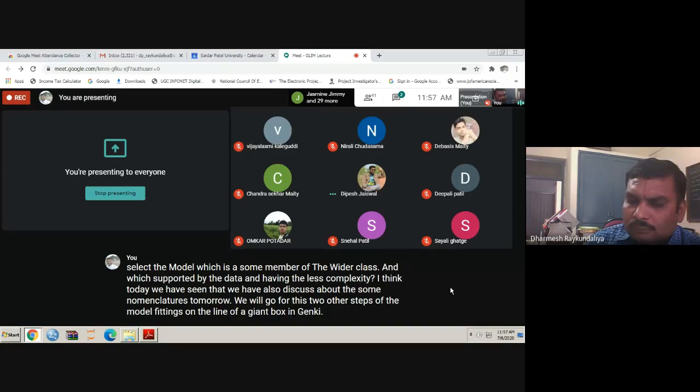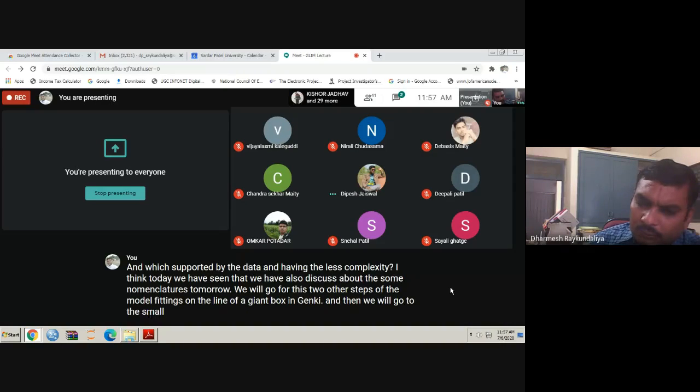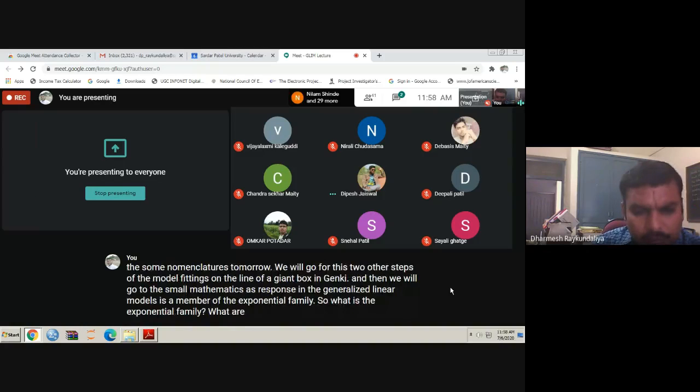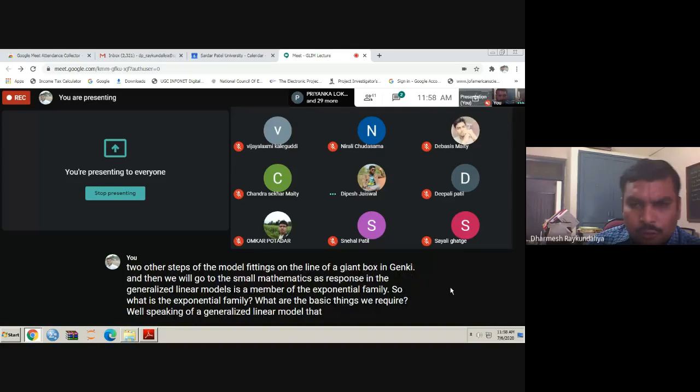And then we will go to some mathematics, as the response in the generalized linear models is a member of the exponential family. So what is the exponential family? What are the basic things we require while fitting a generalized linear model? That we will see tomorrow.